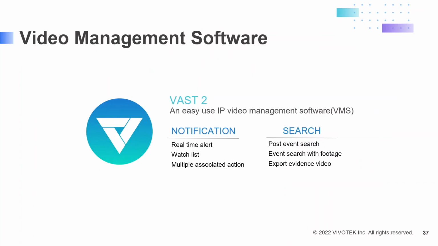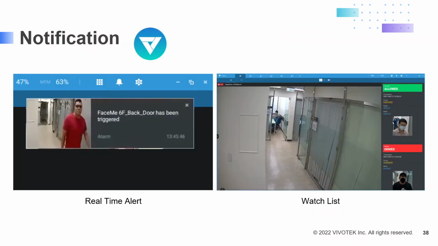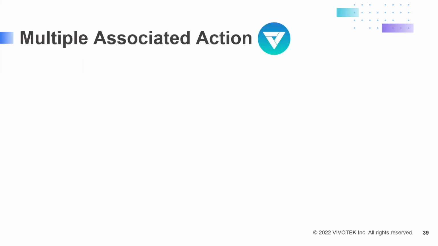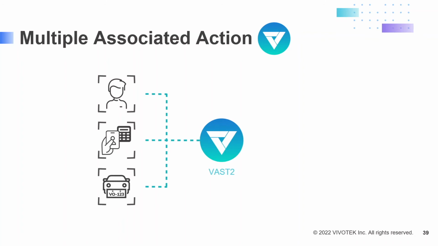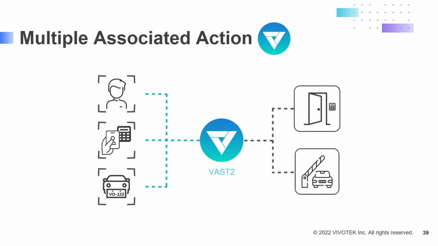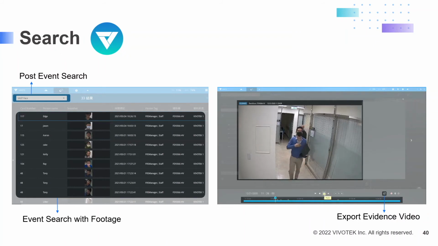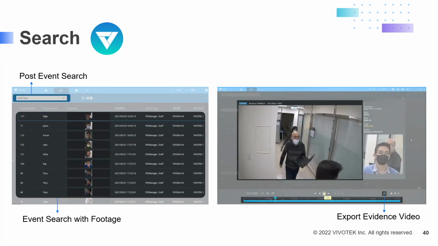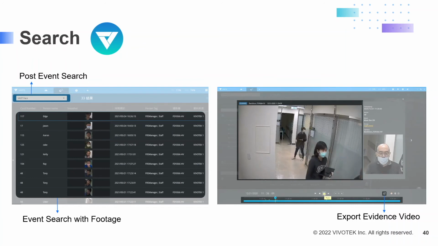The third piece of software is VAS2. Now, VAS2 is a super easy to use video management system. The first thing is it provides a live notification to the security guard and gives you an overview of who's accessed and who's denied. And with VAS2, you're able to associate multiple actions, including those that have to do with access control as well. And lastly, the best benefit of integrating into a video management system is you're able to get that big video library. So you'll have all the recordings and you can export when you need to.